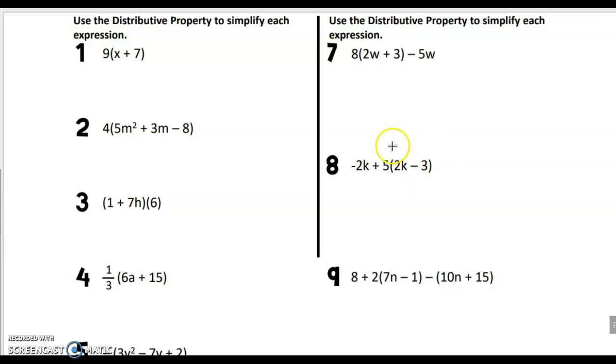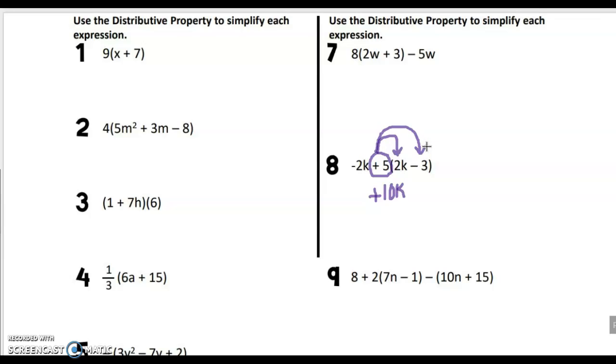Well, once again, I have to distribute first. So I circle the number in front of the parentheses. I always include the sign that is right in front of the number. So I have a positive 5, and I'm going to multiply it by the first term inside the parentheses, which is a 2k. Well, a positive times a positive is a positive, and 5 times 2k is 10k. So I'm going to go ahead and write that down with the positive sign in front. Now I take that positive and I multiply it by the next term, which is a negative 3.